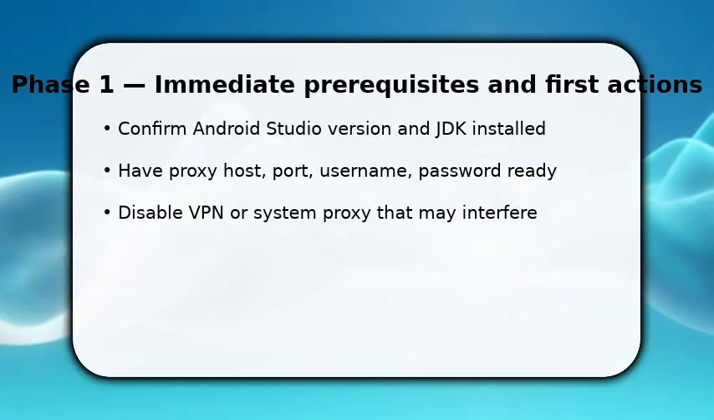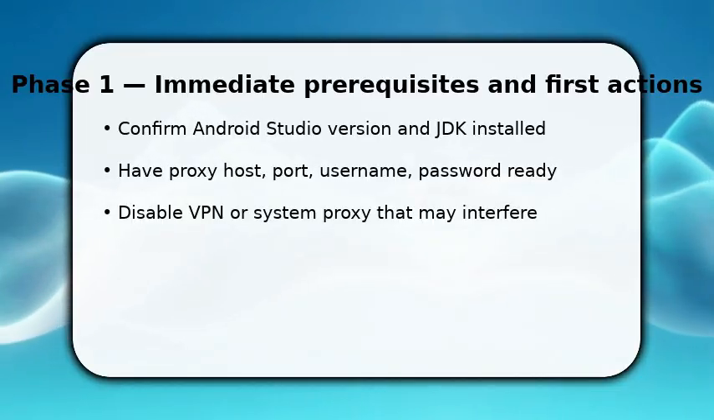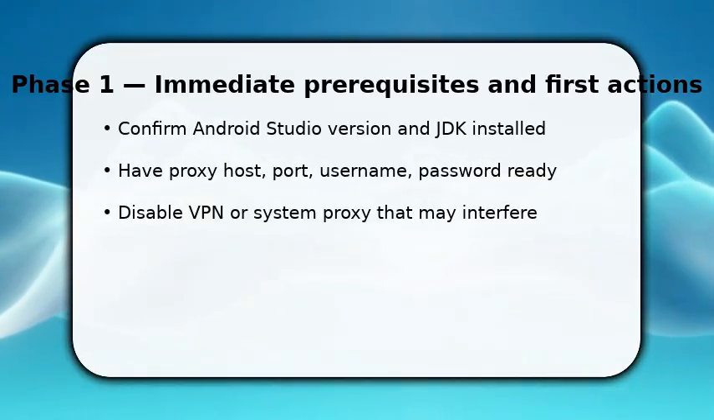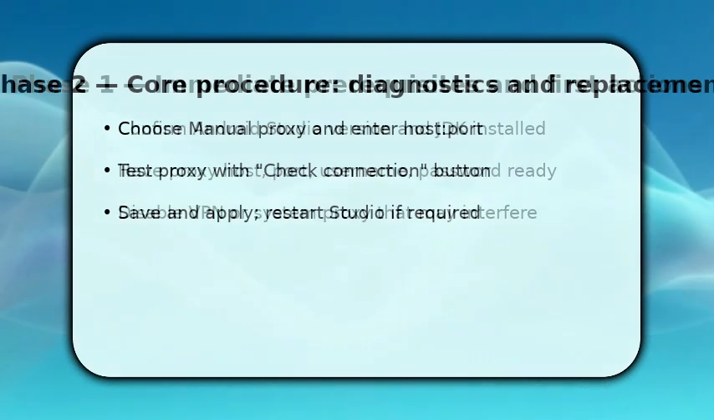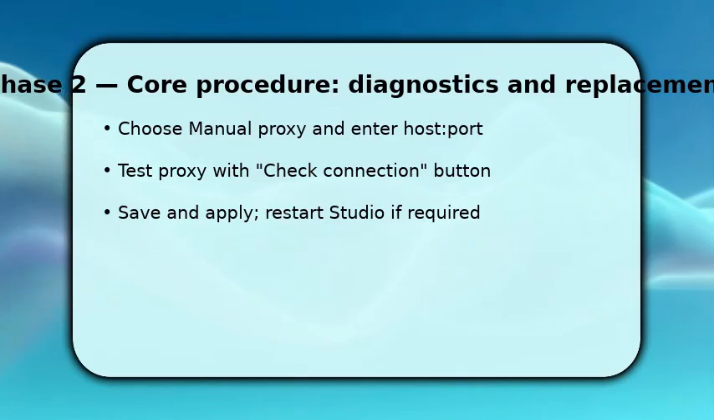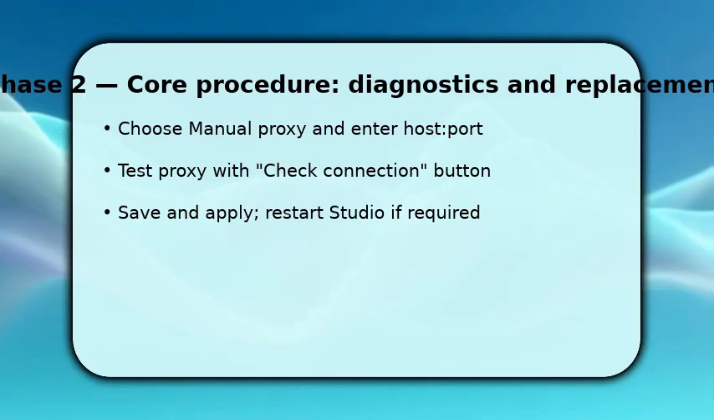You do this because Studio overrides system proxy settings, and configuring it here prevents Gradle and SDK Manager errors later, so don't skip this step. You select Manual Proxy and type the host and port exactly as provided. If you have credentials, check Proxy Authentication and enter username and password.